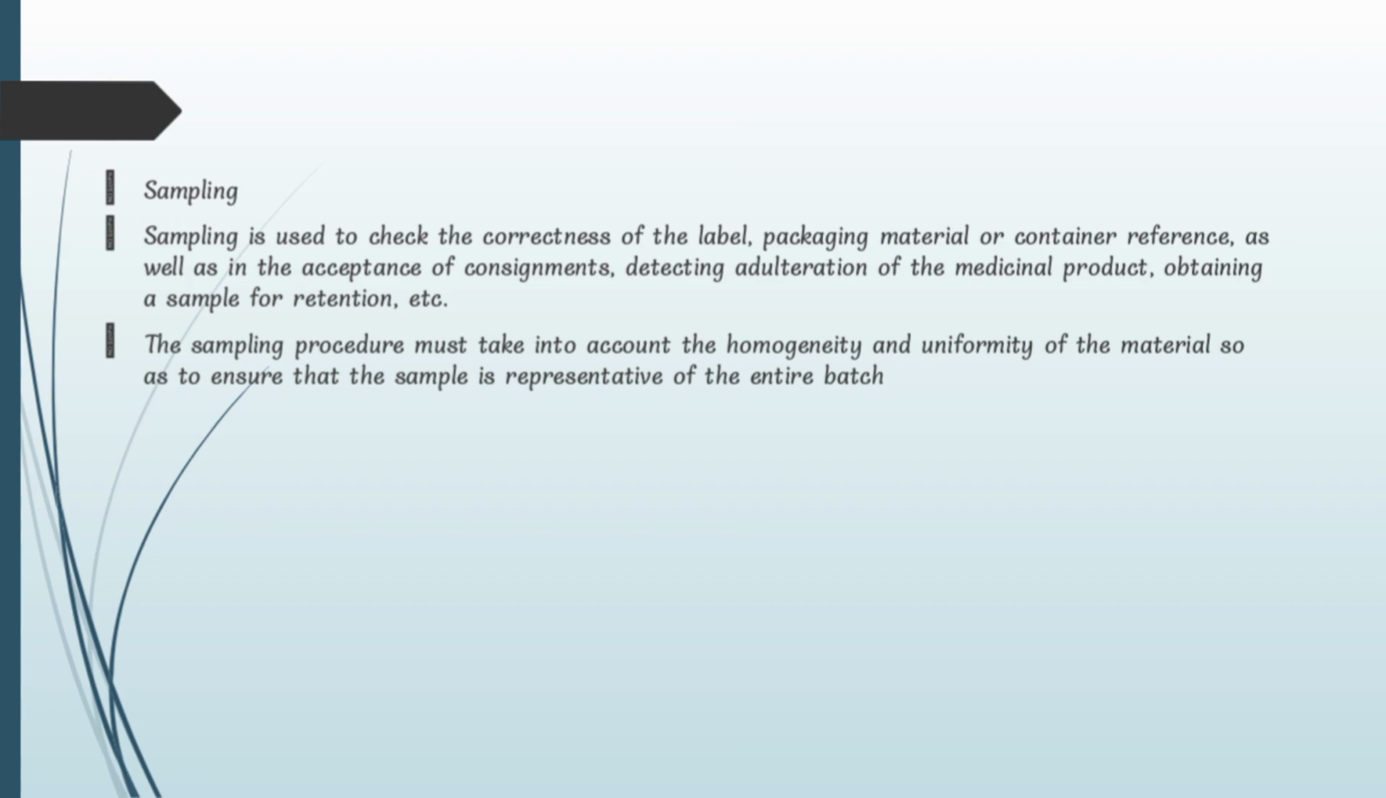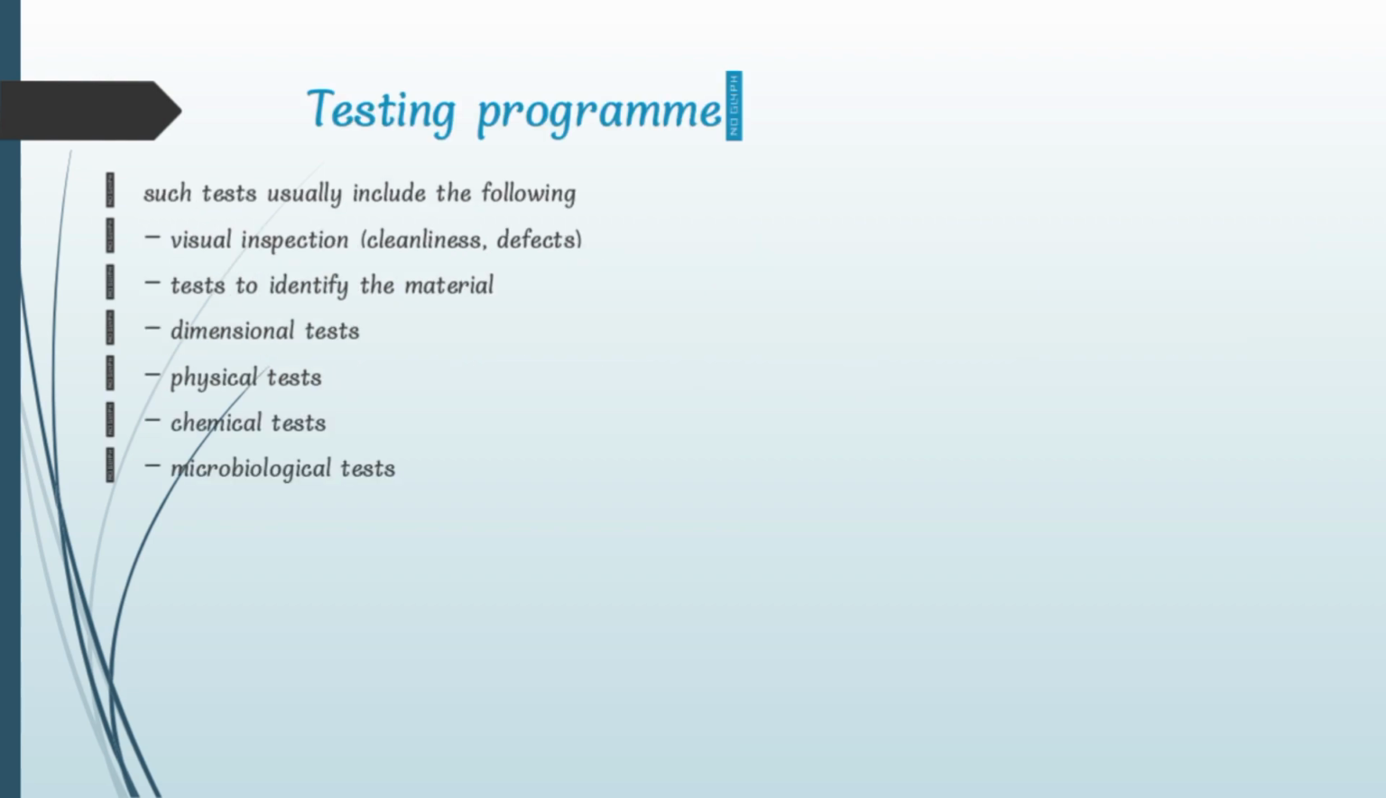Sampling is done. Sampling is used to check the correctness of the label, packaging material or container references, as well as in the acceptance of consignment, detecting adulteration of the medicinal product, obtaining a sample for retention, etc. The sampling procedure must take into account the homogeneity and uniformity of the material so as to ensure that the sample is representative of the entire batch.